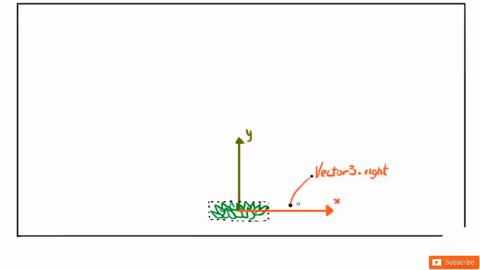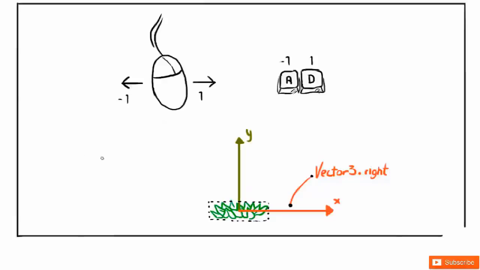Of course, we gotta receive input from somewhere. So we have basically two options. We can receive input from the mouse. So moving the mouse to the left means we're going to move the bush to the left, and so on. We can also receive input from keyboards. So we can maybe use A and D, or maybe left and right key. So for simplicity, let's say that this is our system here.